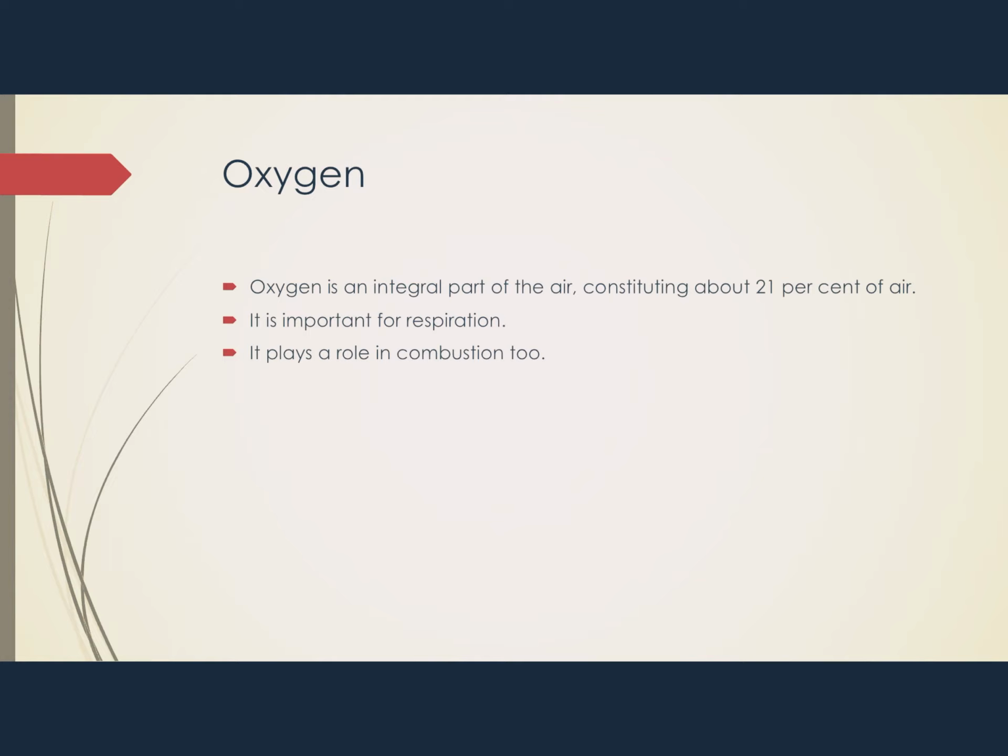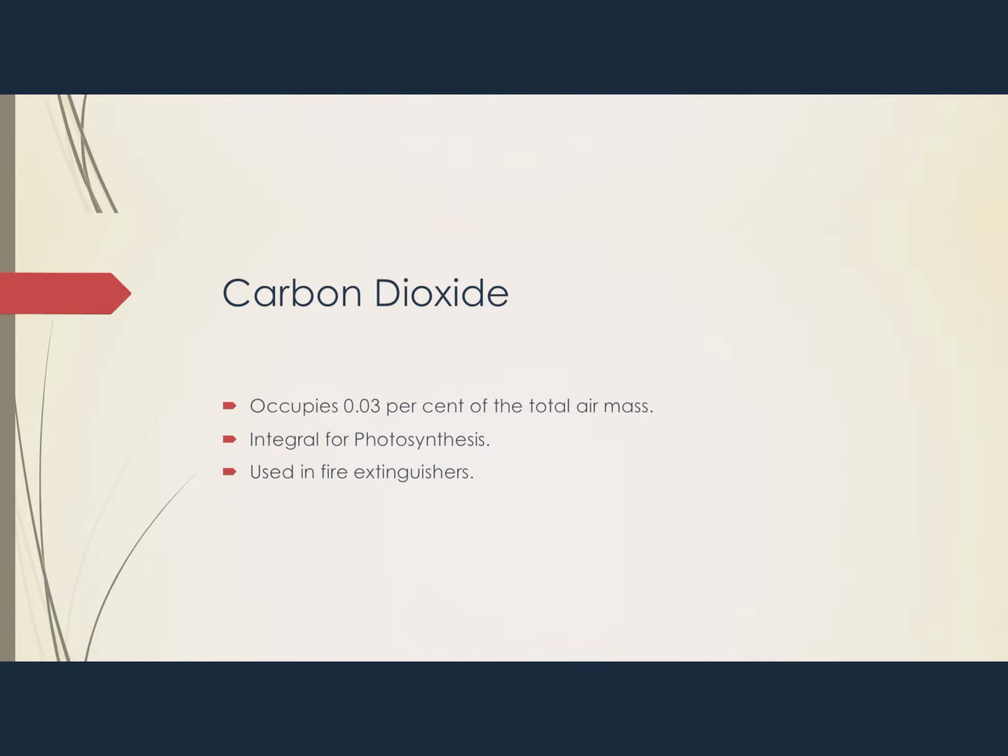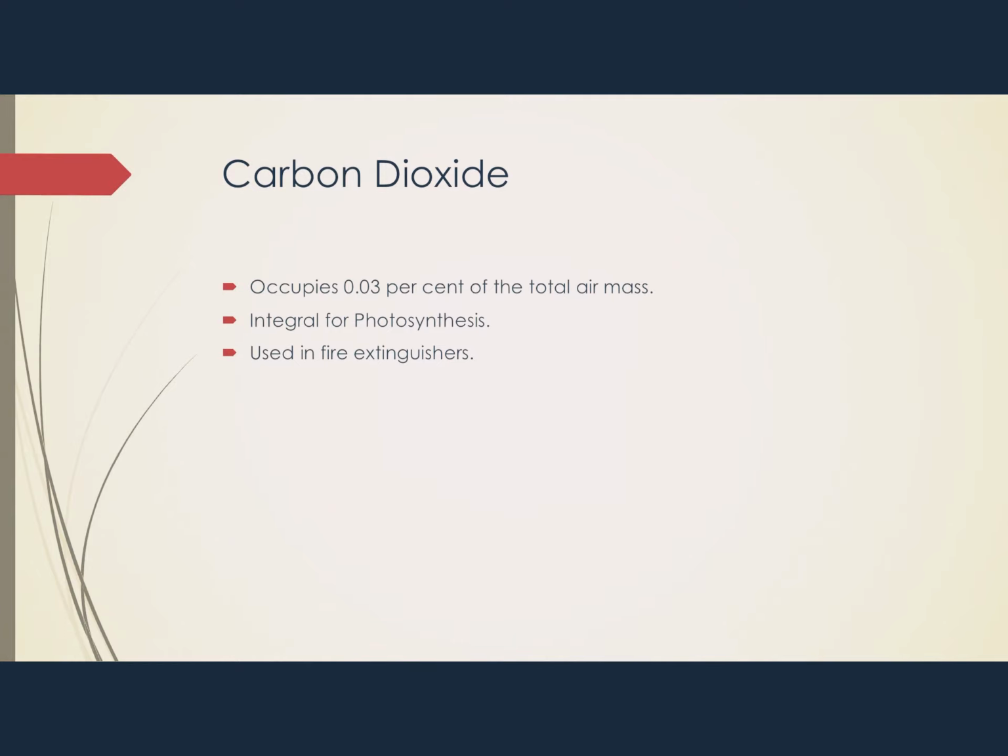Oxygen supports combustion. During the process of combustion, oxygen is used up and carbon dioxide is given out. Carbon dioxide occupies about 0.03% of the total air mass. Number 2, it is an integral gas for the process of photosynthesis. CO2 is released into the atmosphere by means of aerobic respiration.